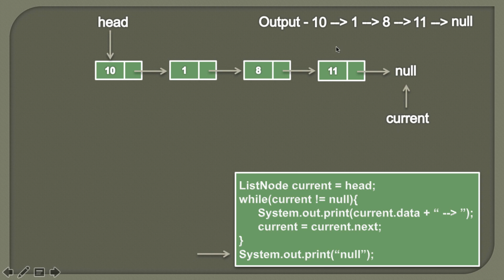So on the console it will print something like 10 is pointing to 1, 1 is pointing to 8, 8 is pointing to 11 and 11 is pointing to null, stating that after 11 there are no more nodes. So friends, this is the algorithm to demonstrate how to print the elements of a singly linked list. Now let's go to Eclipse and see the working code.